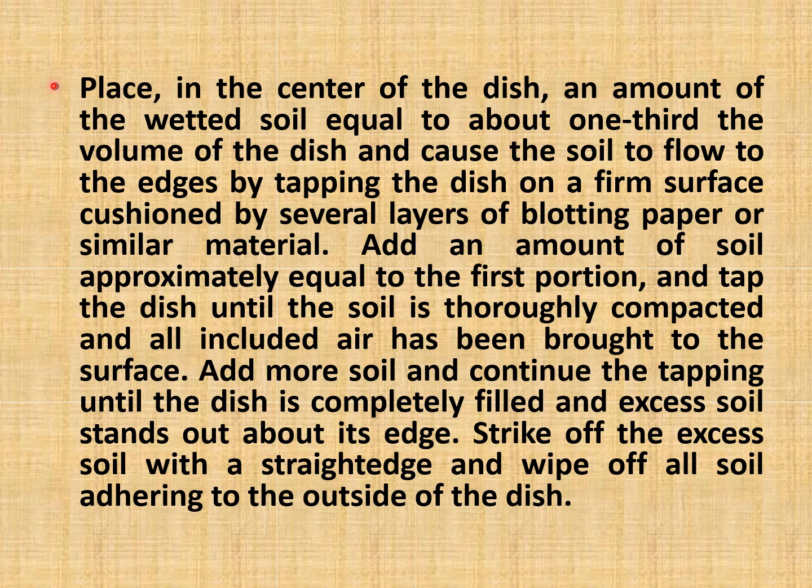Place in the center of the dish an amount of the wetted soil equal to about 1/3 the volume of the dish, and cause the soil to flow to the edges by tapping the dish on a firm surface cushioned by several layers of blotting paper or similar material. Add an amount of soil approximately equal to the first portion and tap the dish until the soil is thoroughly compacted and all included air has been brought to the surface.